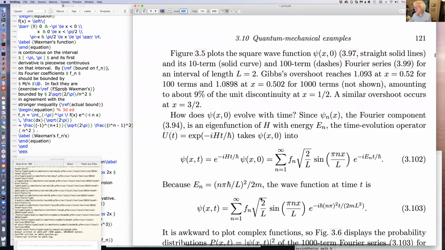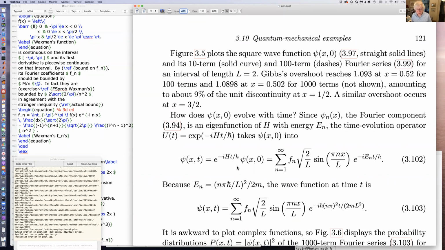Now we can then ask, how does the wave function psi of x and 0 evolve in time? The way it evolves is you hit it with e to the minus i H t over h bar. And the way to do that in Dirac notation, let me see if I can, wonderful, I can clear that away.